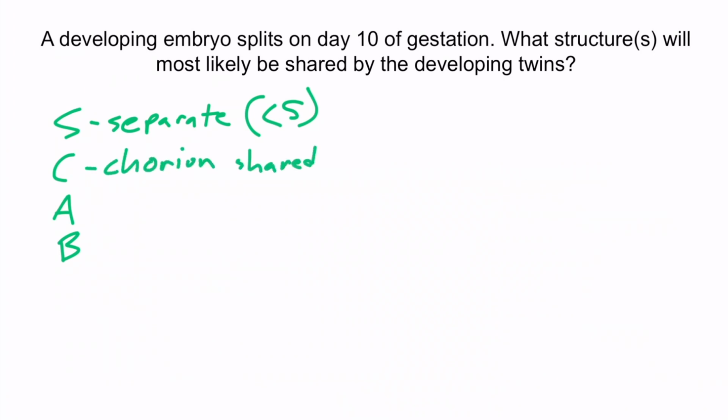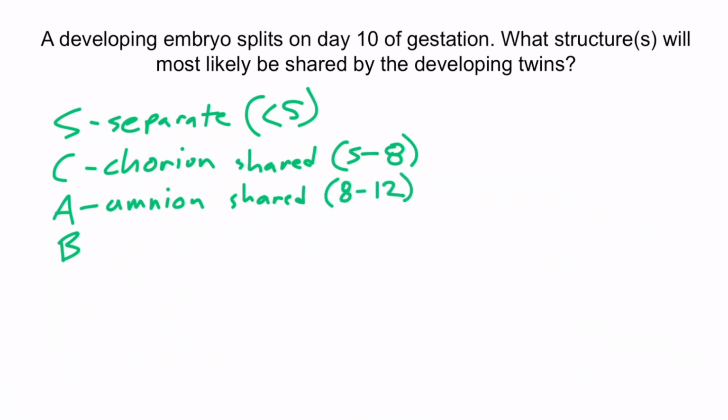And this is the result if the embryo divides between days 5 to 8. And the A stands for amnion is shared. And this is the result if the division occurs between days 8 to 12. And B indicates that the body is shared, and this is the result if division occurs during days 13 and up. So we're talking the developing embryos split on day 10 of gestation. So which kind of result are we thinking of? We're thinking of this one.